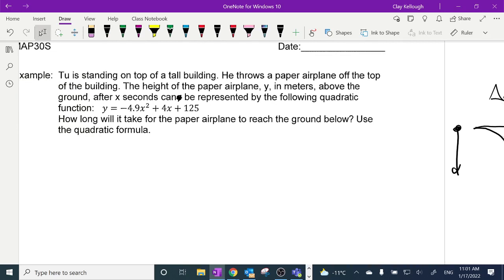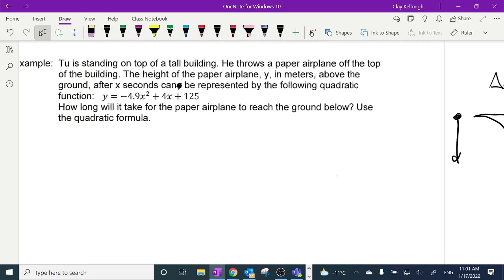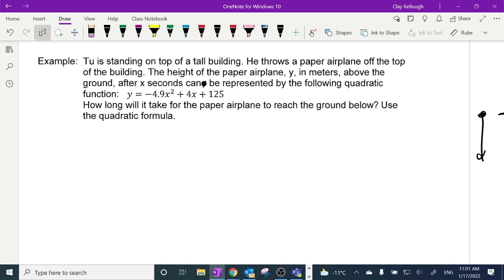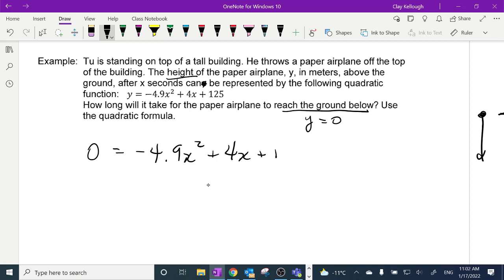Okay, anyway, so how long will it take for the paper airplane to reach the ground below? Use the quadratic formula. Well, why is the quadratic formula going to give me the solution to this equation? Because when it reaches the ground below, that's when y is equal to 0. Get it? Because y is height. So height is 0 when it hits the ground. So once I know that I'm solving for when y is 0, I know that I can use the quadratic formula, because the quadratic formula only works when I have the equation in standard form and y is 0.